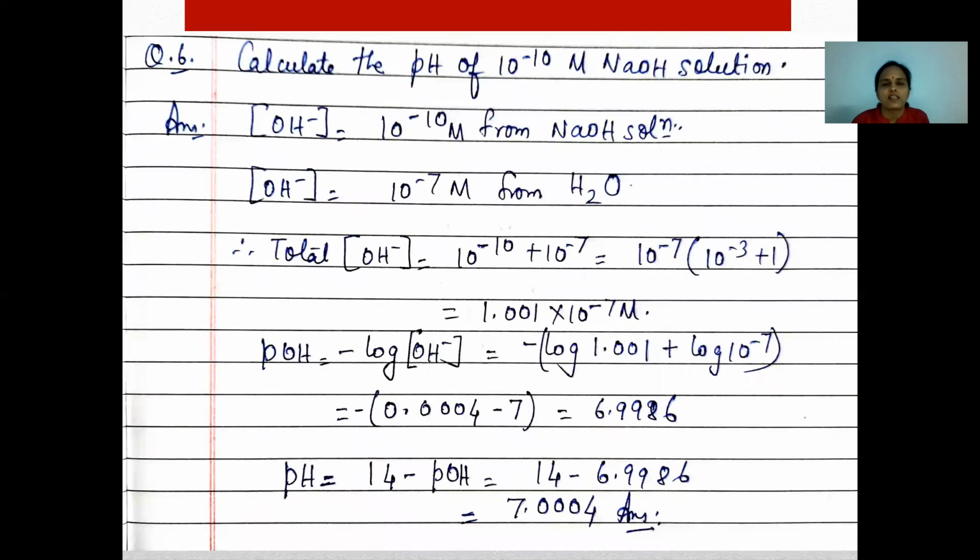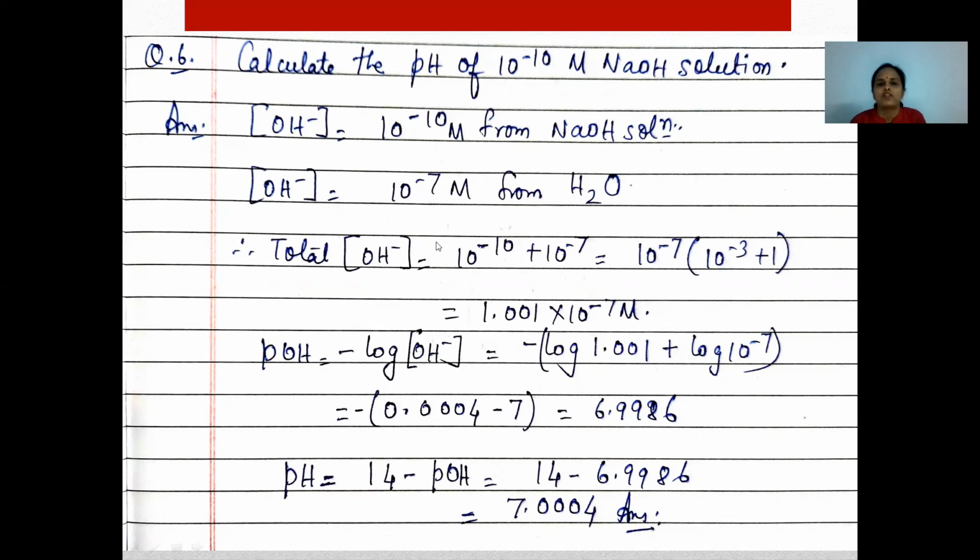Similarly, let's see the next calculation for a base. The question is, calculate the pH of 10 raised to minus 10 molar NaOH solution. So here OH minus ion concentration is given as 10 raised to minus 10 molar, and it has come from NaOH solution. I need to consider the OH minus ion concentration that comes from water, and it comes out to be 10 raised to minus 7 molar.